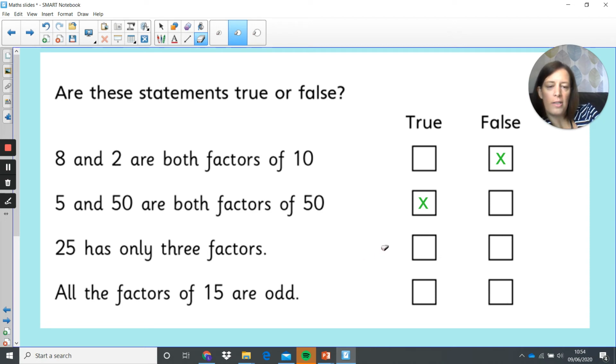25 only has 3 factors. Let's see. That is true. It has 1 and 25, and then it has 5 times 5, but that's 1 factor on its own, so it does only have 3 factors: 1, 25, and 5. All the factors of 15 are odd. Let's see. That is true. 1 and 15, they're both odd numbers. 5 and 3, they're both odd numbers too, so that was true.